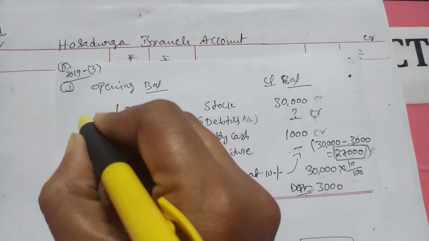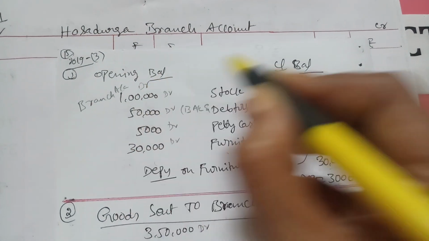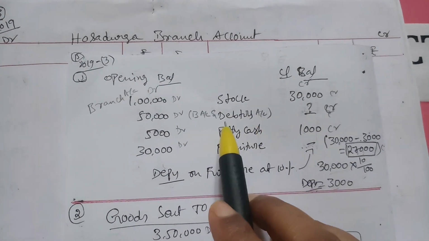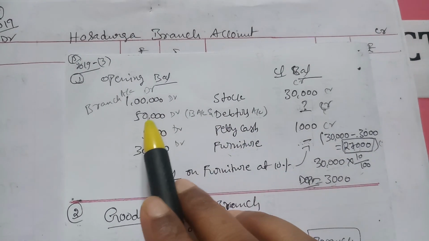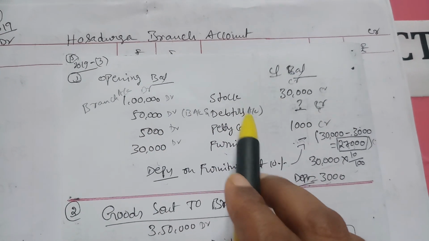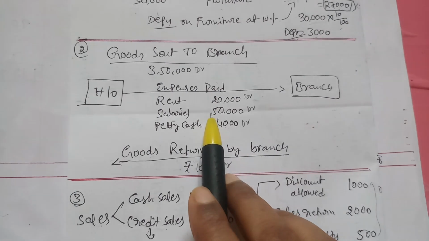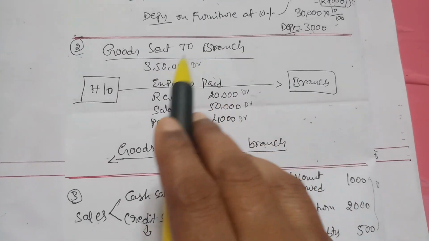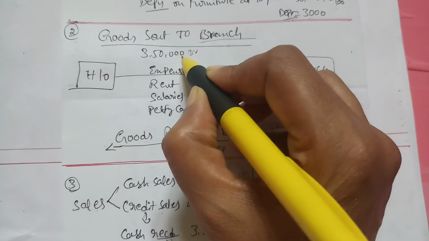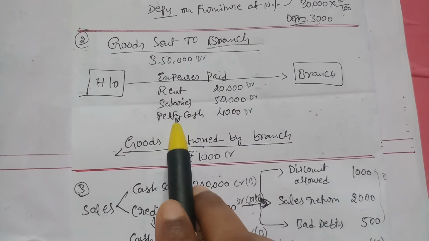In the branch account, these are the debit side and these are the credit side. The debtors opening also comes to the memorandum debtors account debit side, so we have to take it there. Next, part 2, goods sent to branch, 3,50,000, goes to the branch account debit side, and all expenses are also on the branch account debit side.